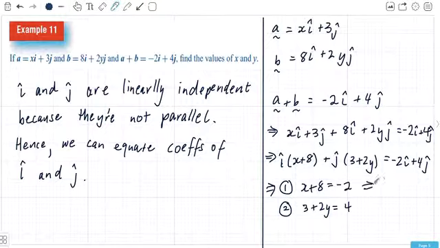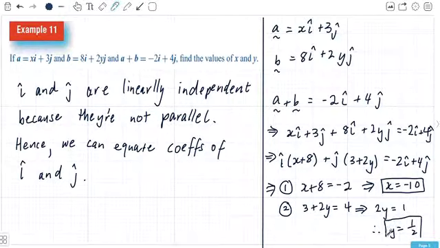For the first one, if you take the 8 to the other side, you're going to find that you end up with x equals negative 10. Make a box around that. And for this one, we're going to have 2y equals, I'll take the 3 over, so y equals a half. So the question was asking us to find the values of x and y.